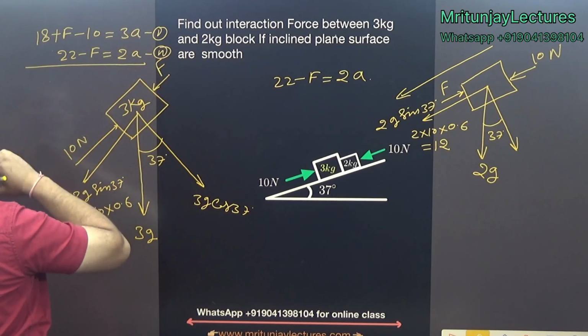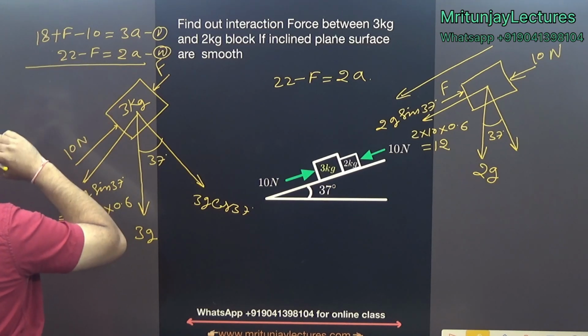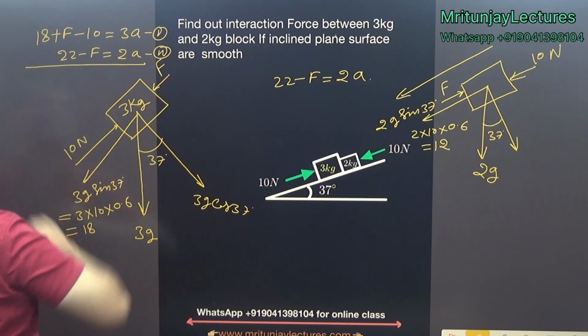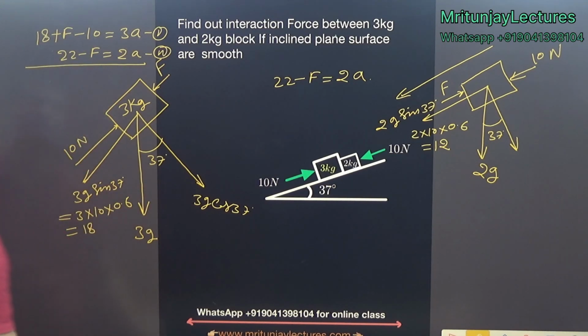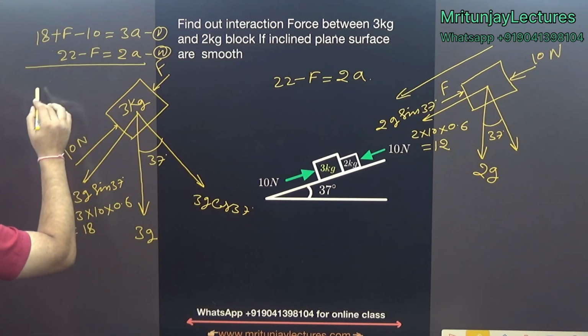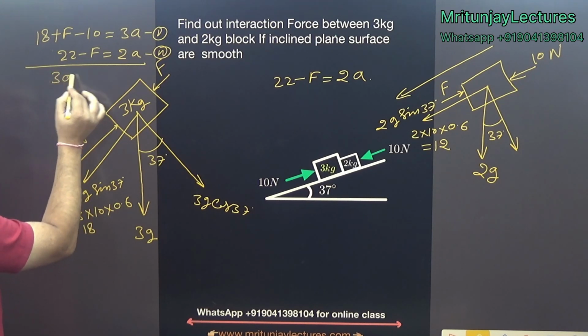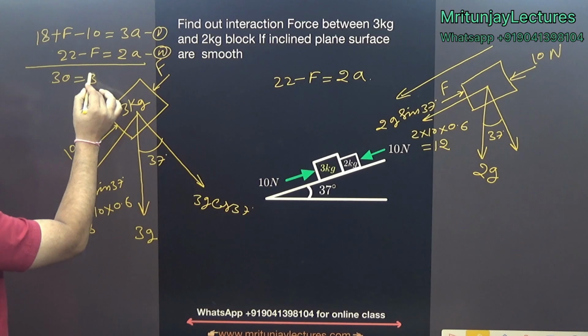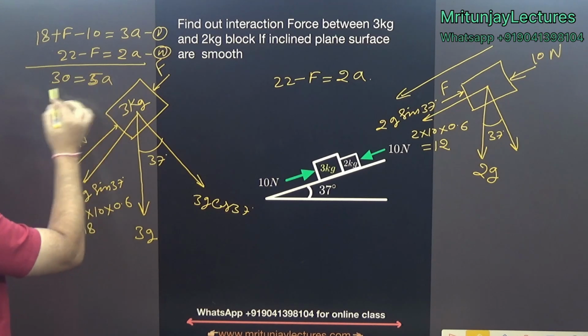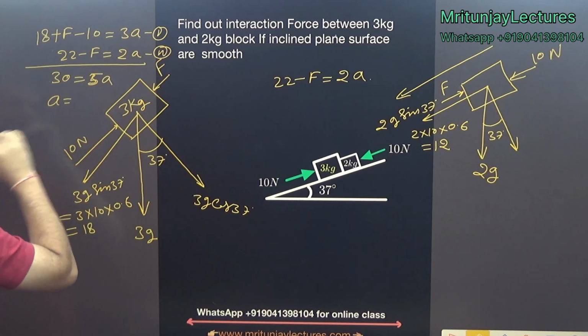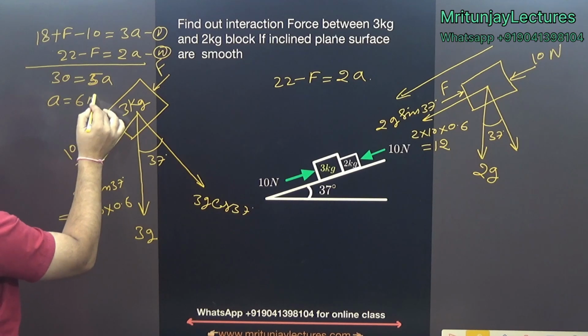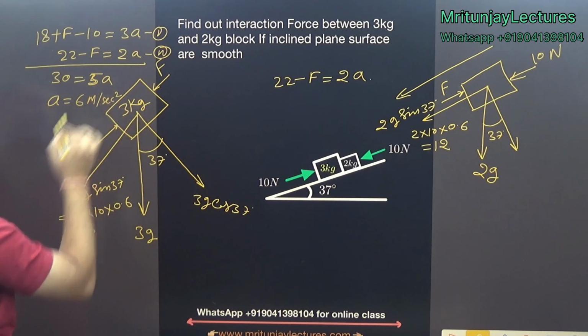If 1 and 2 are both added, then F cancels. 18 minus 10 is 8, 8 plus 22 is 30. So 5A is equal to 30. So A is equal to 6 meter per second square.